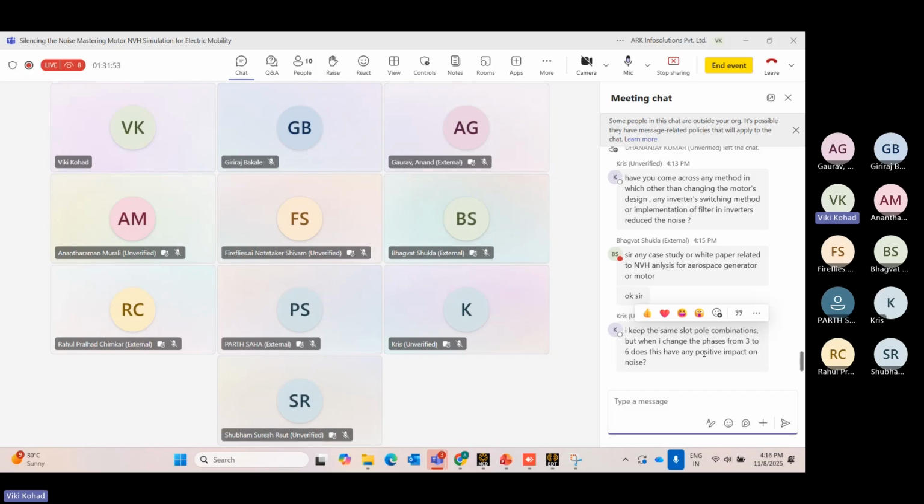From 3 to 6, does this have any impact? We are talking about from 3 phase to 6 phase. Okay, you have to check at each phase, which you have to check in the software itself.